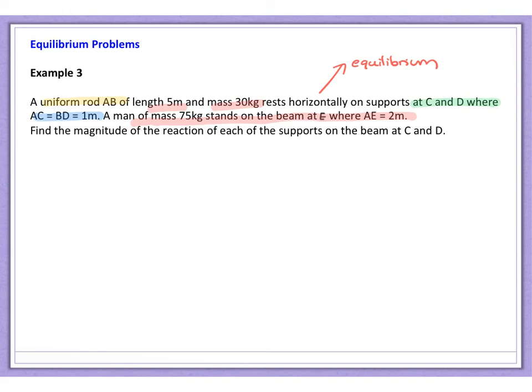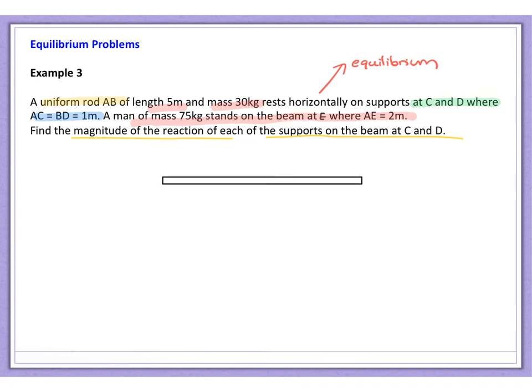So what do we have to do? We have to find the magnitude of the reaction of each of the supports on the beam. So make sure you've read through all of that information a few times so you are fully clear about what this means. Let's start drawing the diagram.